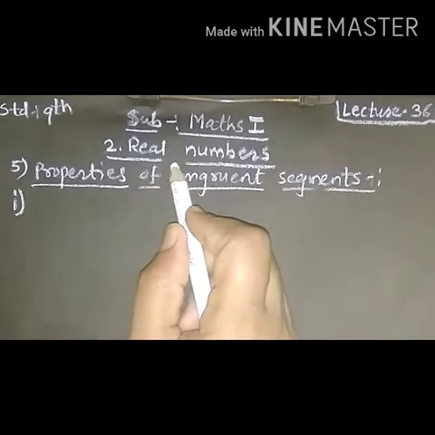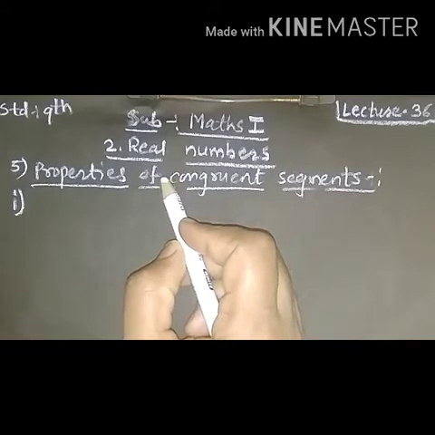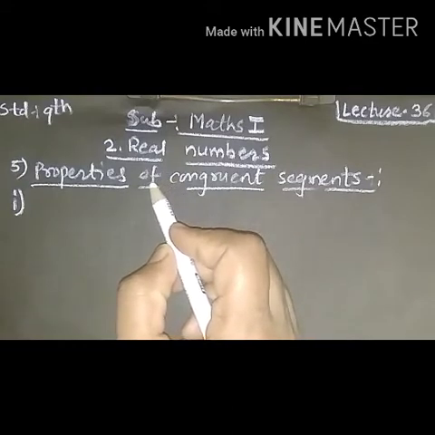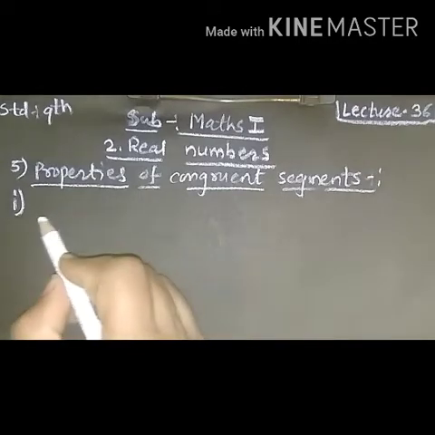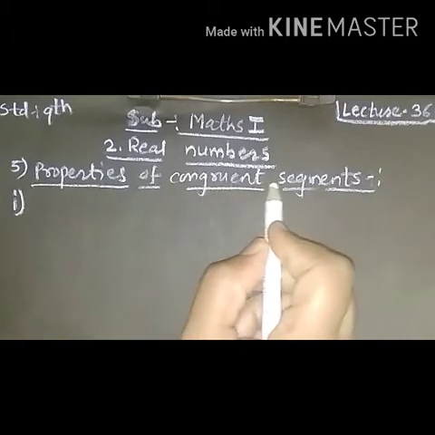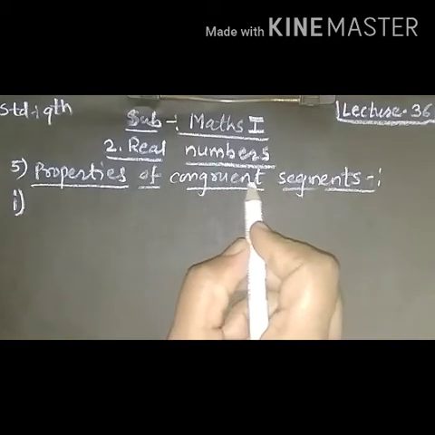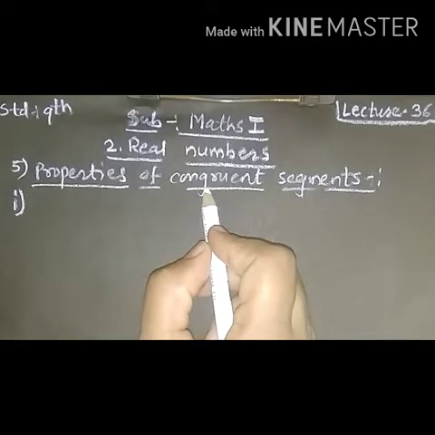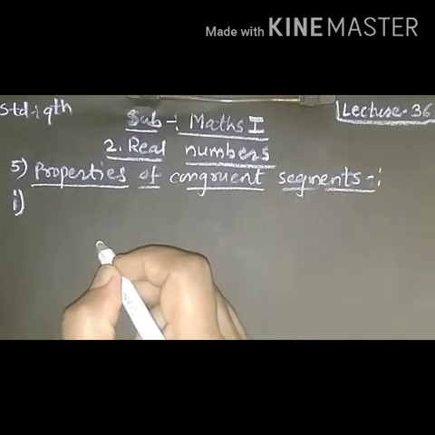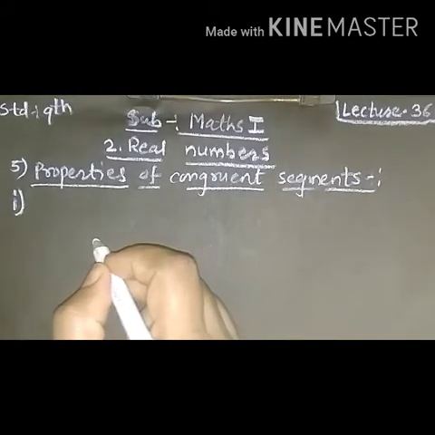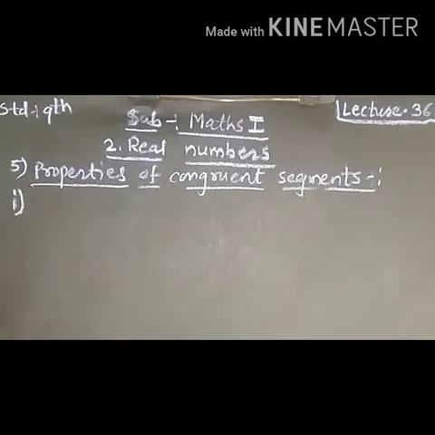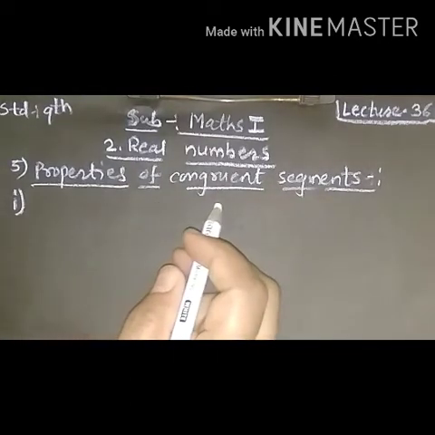Let us see lesson number 2, real numbers. In the previous video, we have seen basic concepts like a segment, ray, line, and congruent segments. Now today let us see properties of congruent segments. We have already seen the definition of congruent segments. Congruent segment means if two segments are given and their lengths are equal, then the two segments are called congruent segments. So let us see properties of congruent segments.